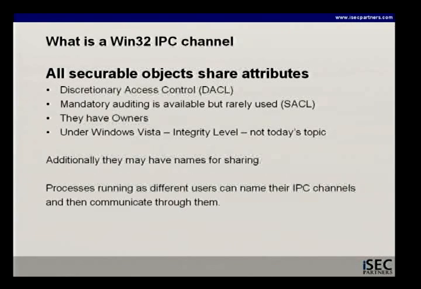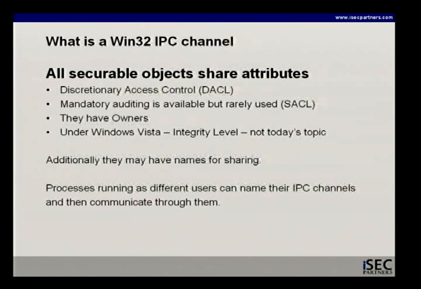Now, names don't just apply to named pipes. They also apply to a bunch of other IPC mechanisms. And just because you can't type dir on your command shell and see them doesn't mean they don't exist just as much. Obviously, registry keys have names, but mail slots have names. Mutexes can have names.